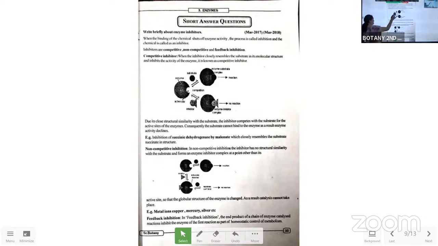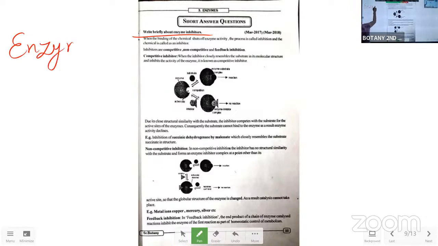So first of all, we'll see the first SAQ in the enzymes chapter, that is the enzyme inhibitors.